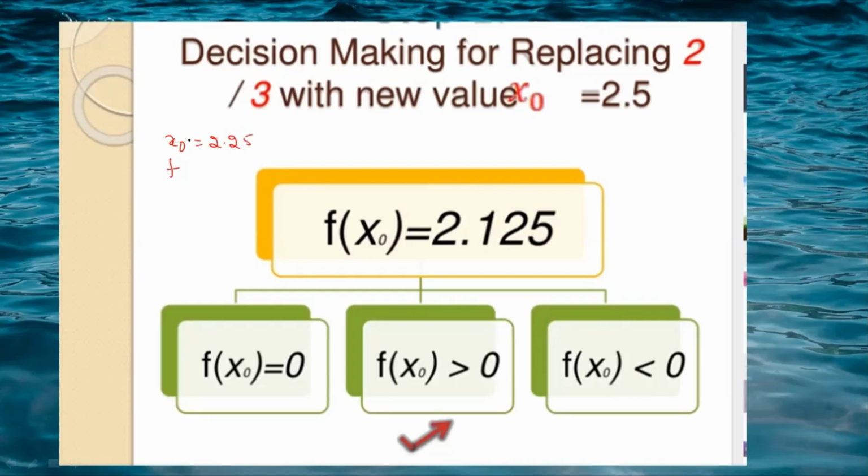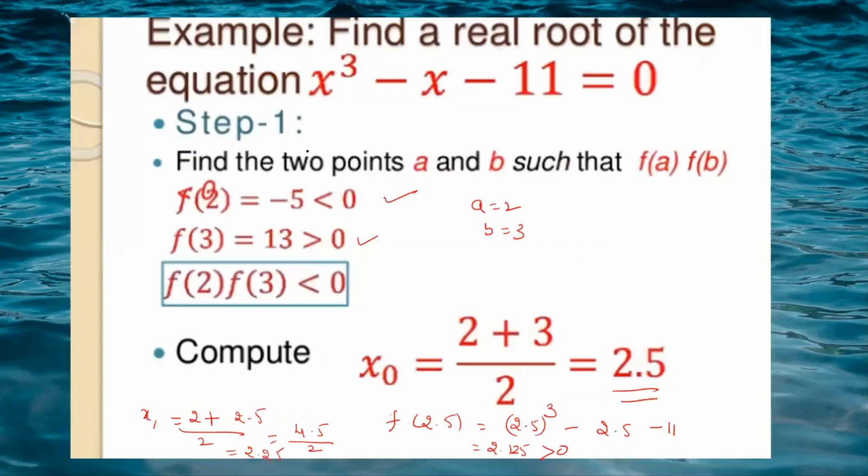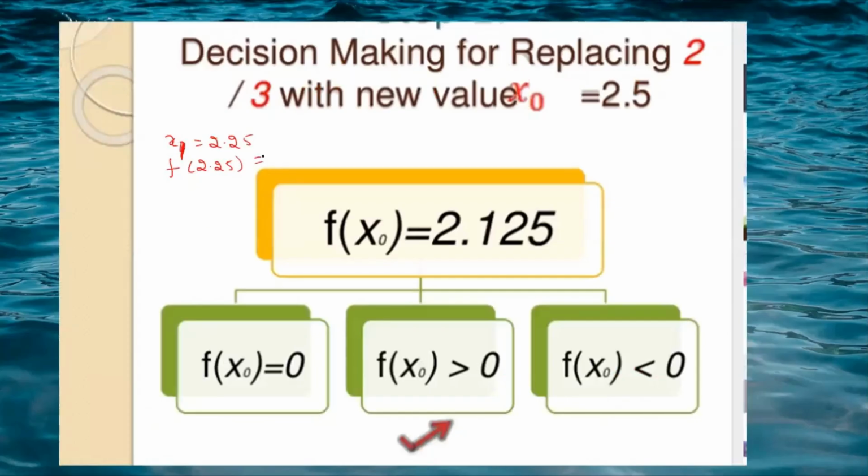Find out f of 2.25. Take this as x1, the new value. So what is f of 2.25? That is 2.25 whole cube, 2.25 into 2.25 into 2.25, minus 13.25. That is equal to minus 1.859375, that is less than 0.